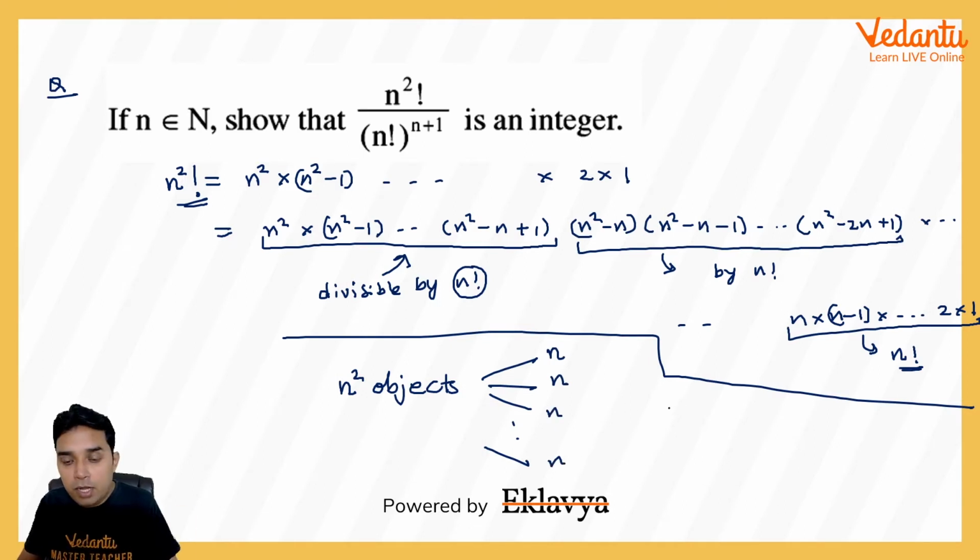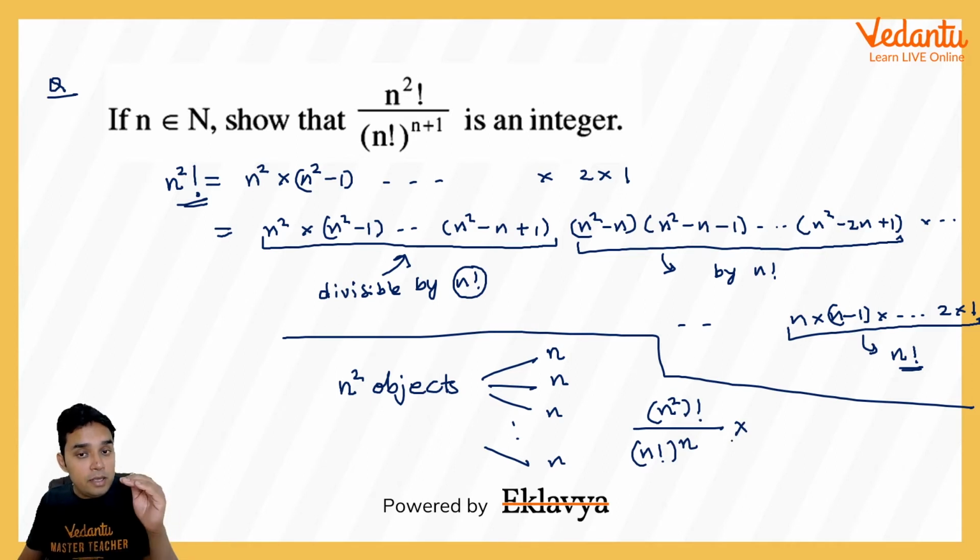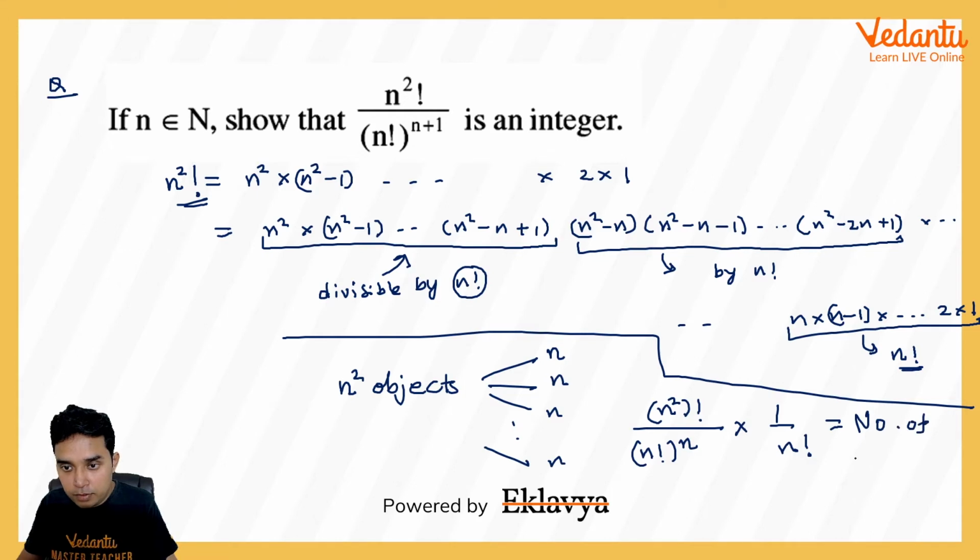So if you remember, I told you the formula: it will be n square factorial upon n factorial to the power n. N factorial will come because of each group size, so it will come n times. But there will be an additional n factorial, because all the groups are of the same size. So this will be the number of ways to create n groups of n objects each.